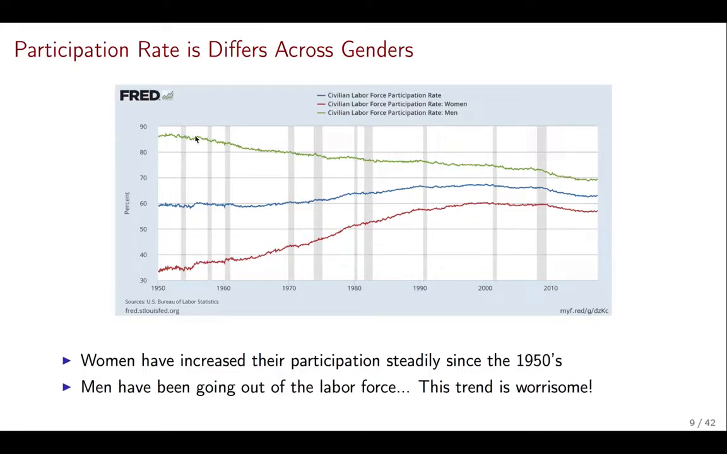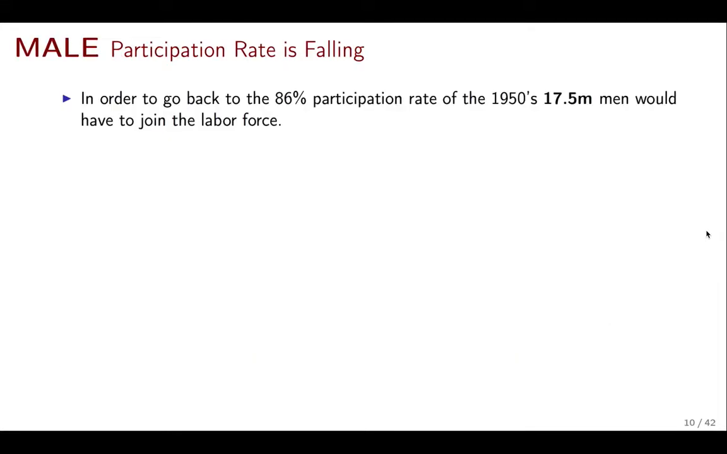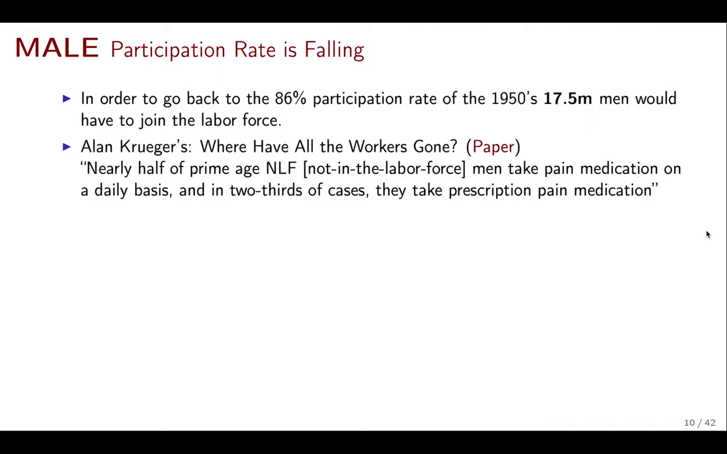Now, in contrast is what's happening to men. Men have been going out of the labor force almost continuously for 4 or 5 decades. And that trend is really worrisome. So let's think a little bit more about it. Just to give you a sense of the size of this change, in order to go back to the 86% participation rate of the 1950s, today we would need about 17.5 million men to join the labor force. This is quite a big change, thinking that in the US, 17.5 million men are missing from the labor force relative to how many men were participating back in the 1950s.